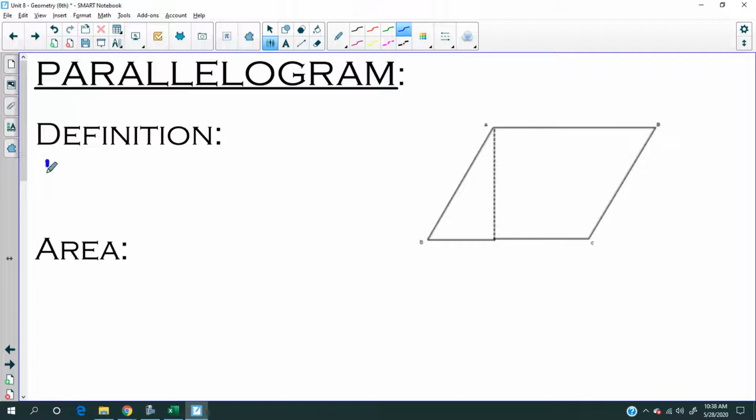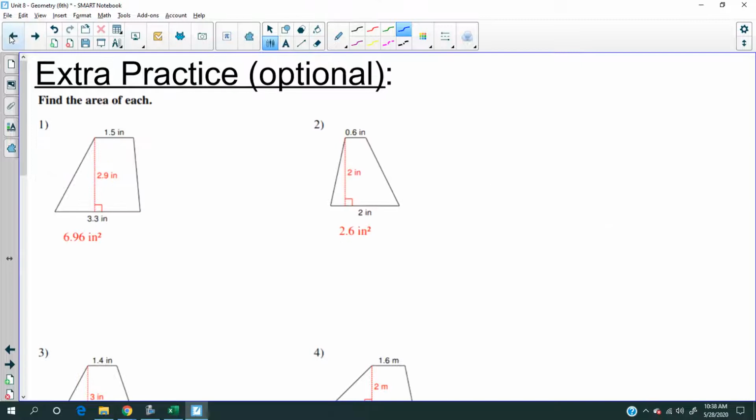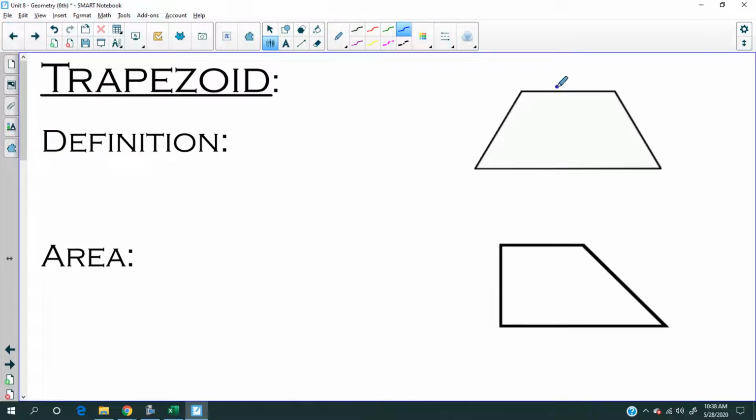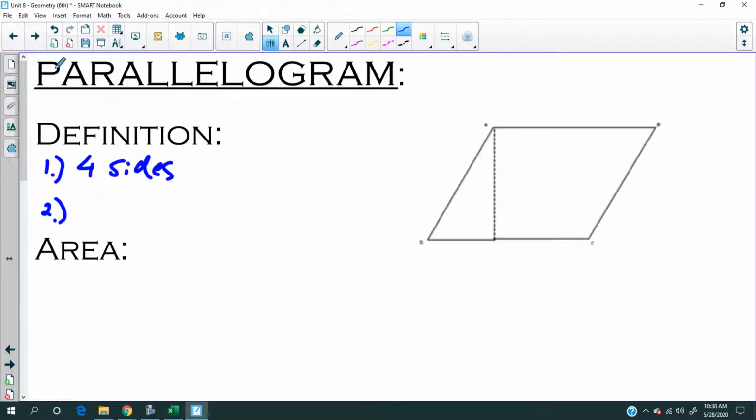Let's talk about the definition. One is it has 4 sides. And the second thing is, whereas the trapezoid, remember what I said? You have one and only one pair of parallel sides. Remember, parallel means 2 lines that never intersect. A parallelogram's a little different. It has 2 pairs of parallel sides.